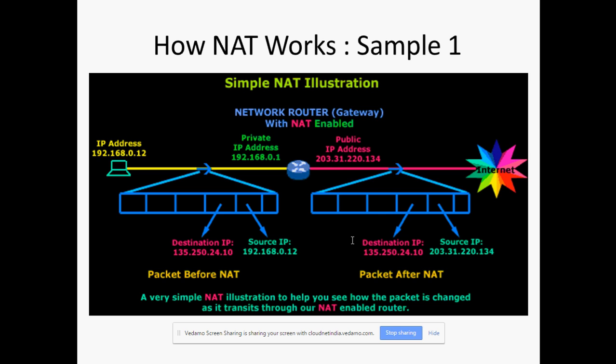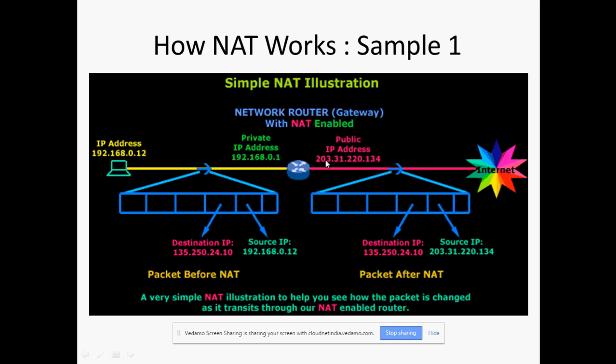Here you can see this side is my private network portion. The IP address is 192.168.0.12. This is typically from the class C address, and this is connected through the switch to my router, and my router has the IP address 192.168.0.1. That is my gateway address, and another interface of the router is connected to the public internet.